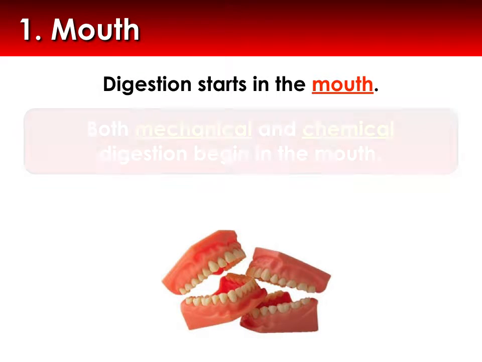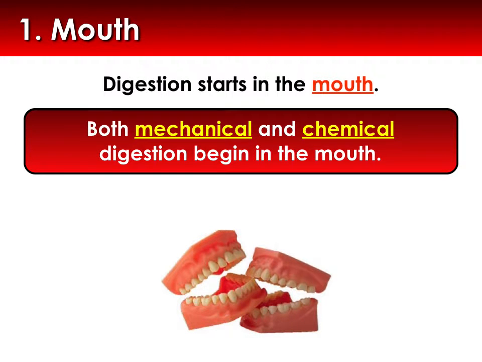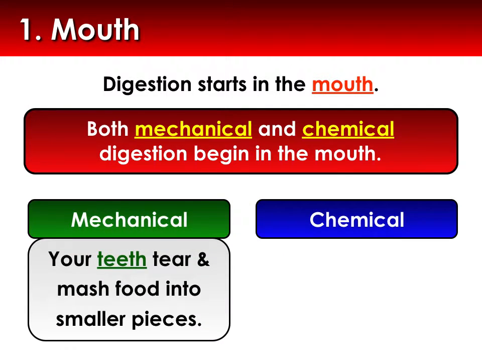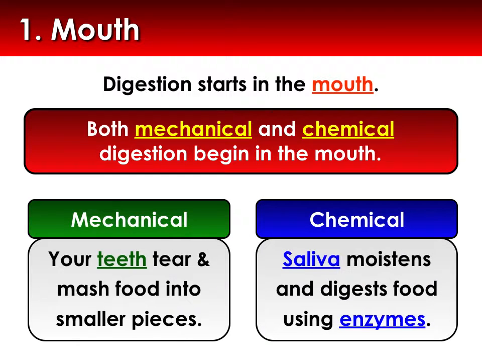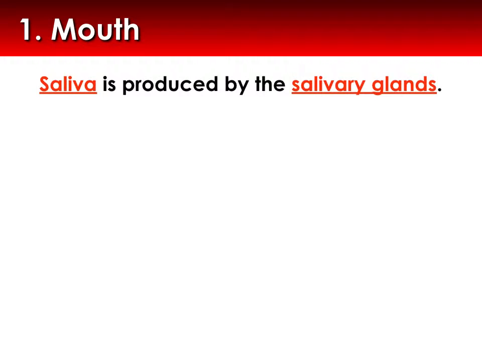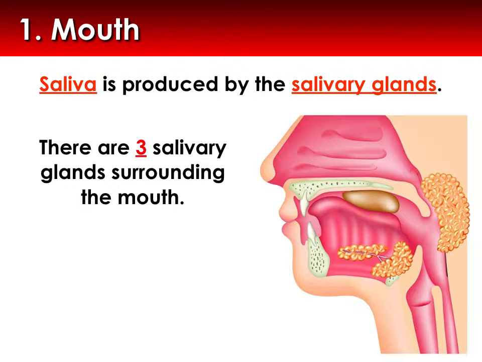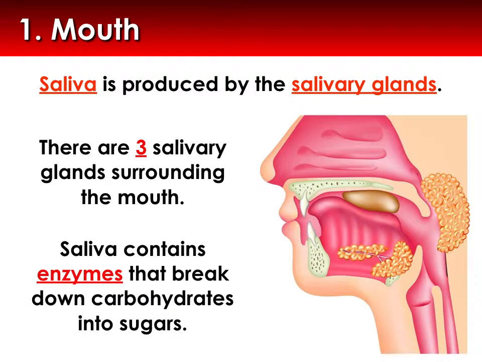Digestion starts in the mouth, and both mechanical and chemical digestion occur there. For mechanical digestion, the teeth tear and mash food into smaller pieces, and for chemical, saliva moistens and digests the foods using enzymes. Saliva is produced by the salivary glands. There are three salivary glands that surround the mouth, and they contain enzymes that break down carbohydrates into sugars.